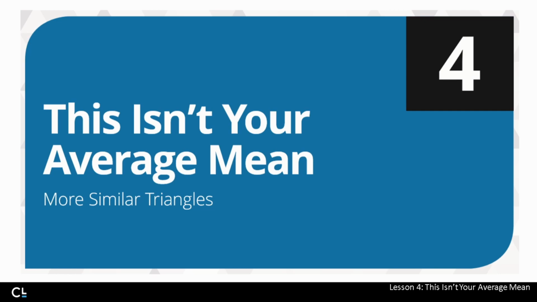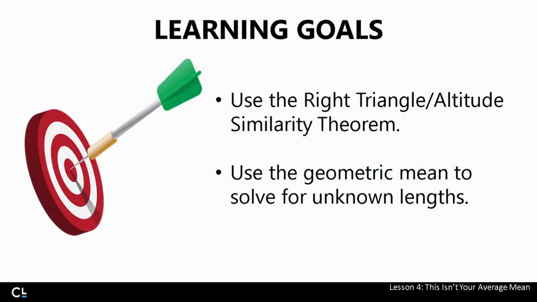So today's lesson, as you can see, is called This Isn't Your Average Mean. Right? Little play on words there. And we're doing more with similar triangles today. We're going to see that. And we're going to be doing something called finding our geometric mean. We're going to do that a lot. But first, we're going to use the right triangle altitude similarity theorem, and we're going to use geometric mean to solve for unknown lengths.